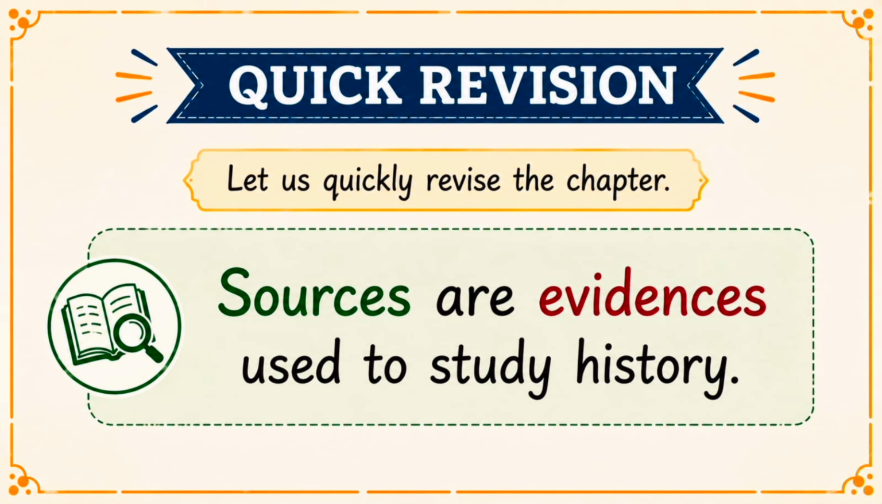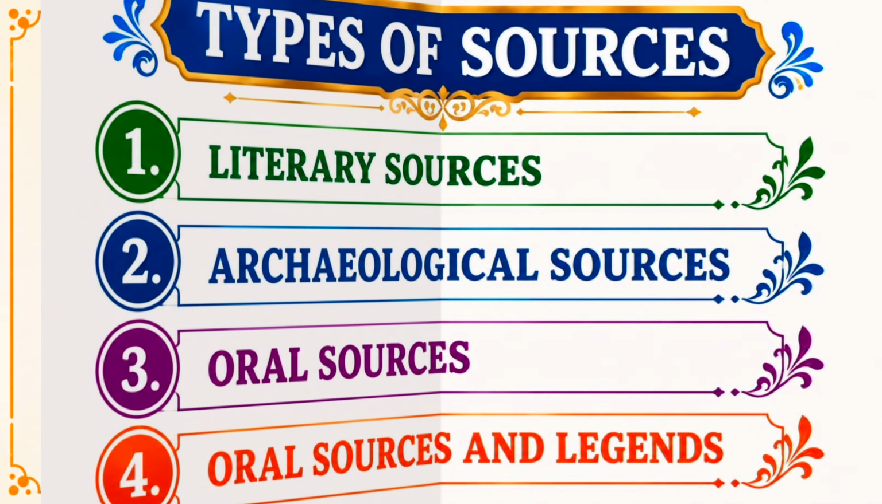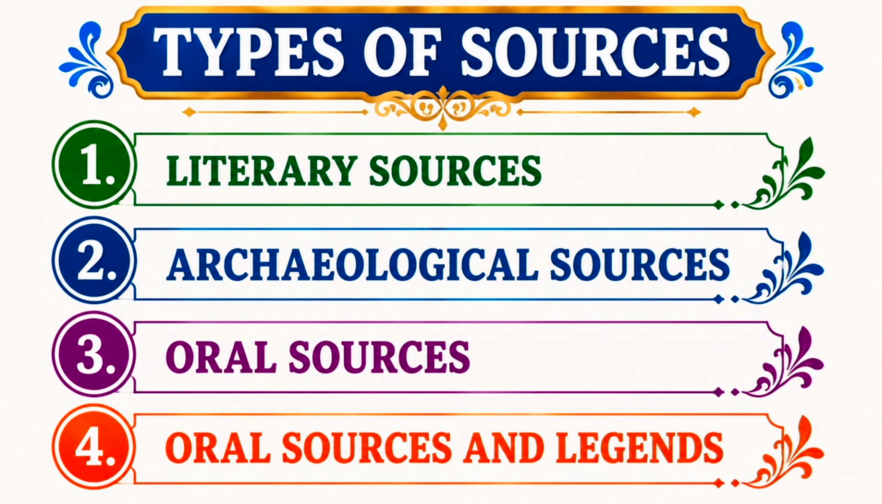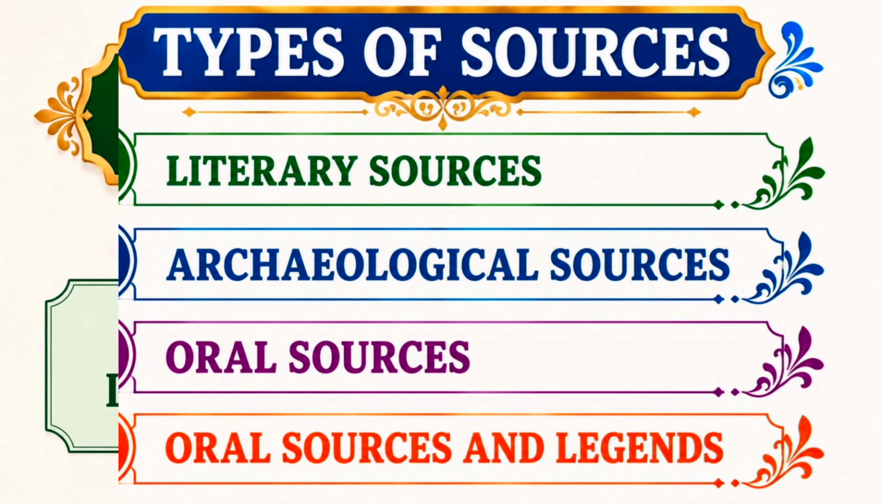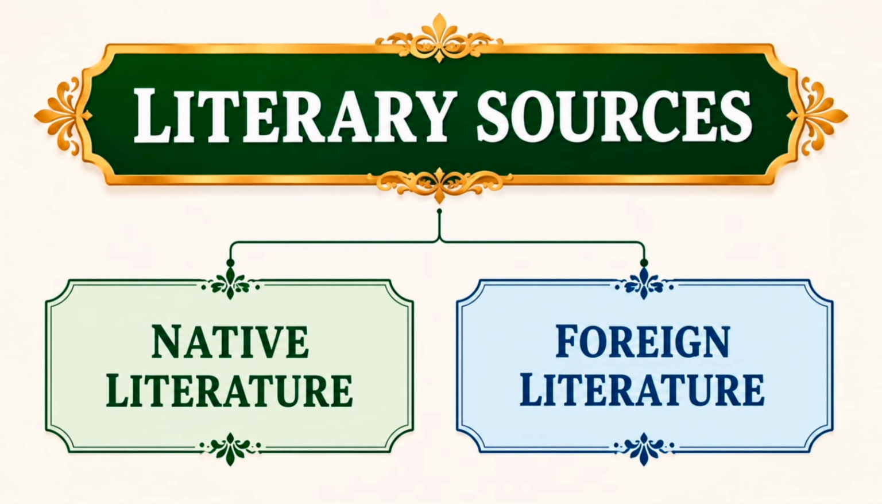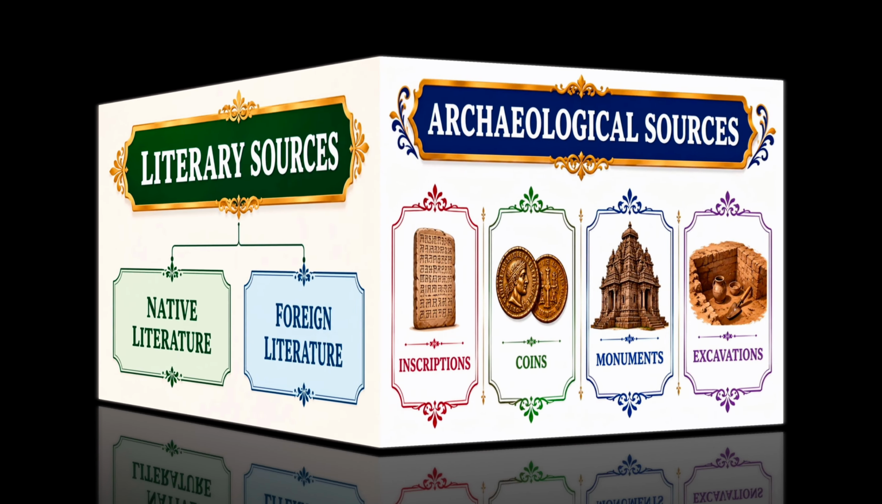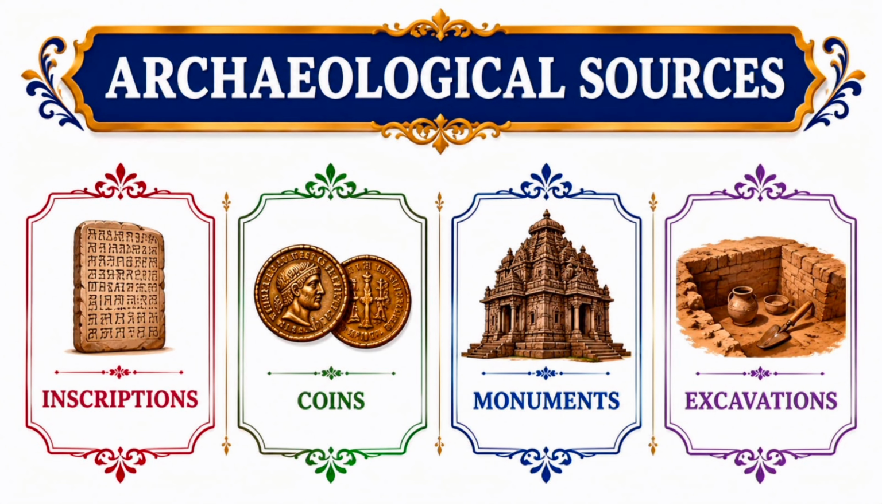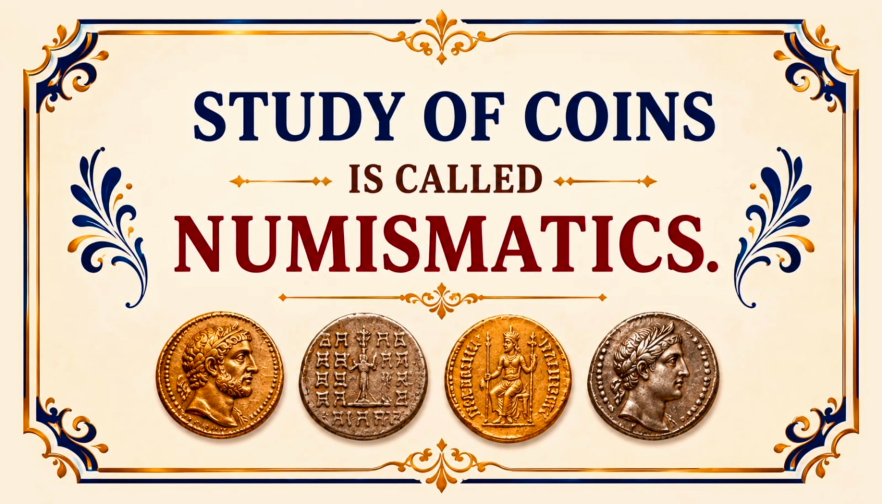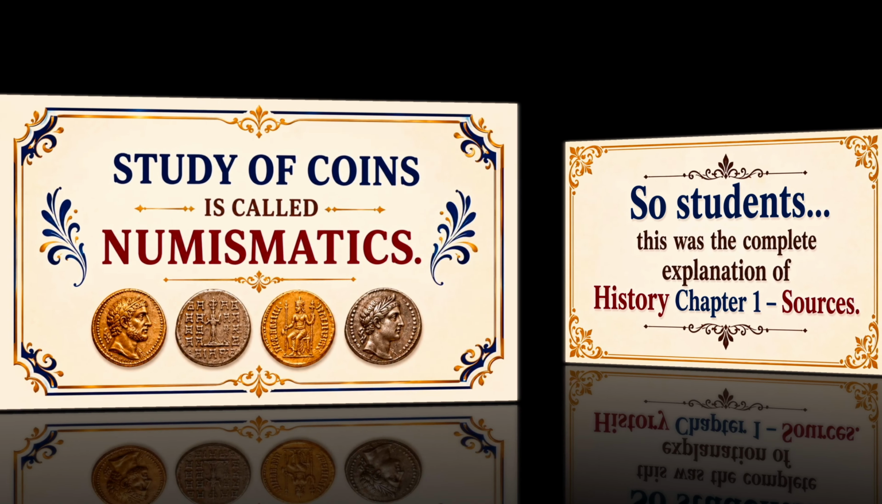Now, quick revision. Let us quickly revise the chapter. Sources are evidences used to study history. Types of sources are literary sources, archaeological sources, and oral sources and legends. Literary sources: native literature, foreign literature. Archaeological sources: inscriptions, coins, monuments and excavations. Study of coins is called numismatics. Oral traditions preserve local history and culture.